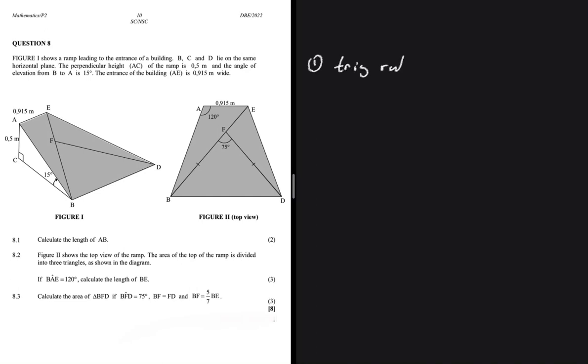Trig ratio, what do I mean by that? The first thing you should do is to see if you can use sine, cos, or tan. And then if that doesn't work, you have to move to Pythagoras. And then if Pythagoras doesn't work, you can then use the sine rule. And lastly, if the sine rule fails you, you can use the cosine rule.